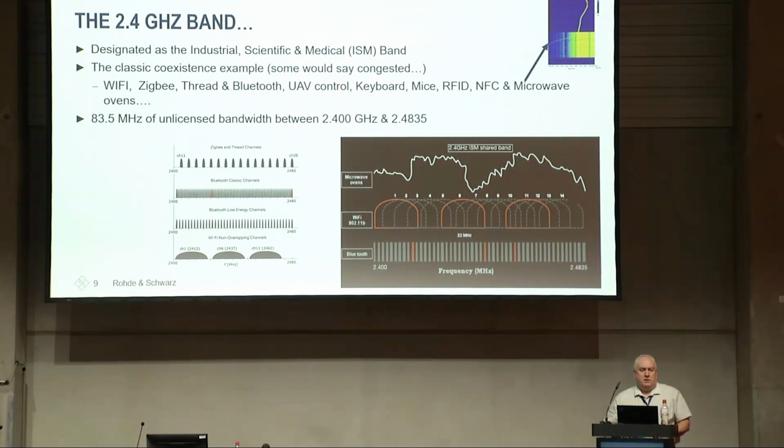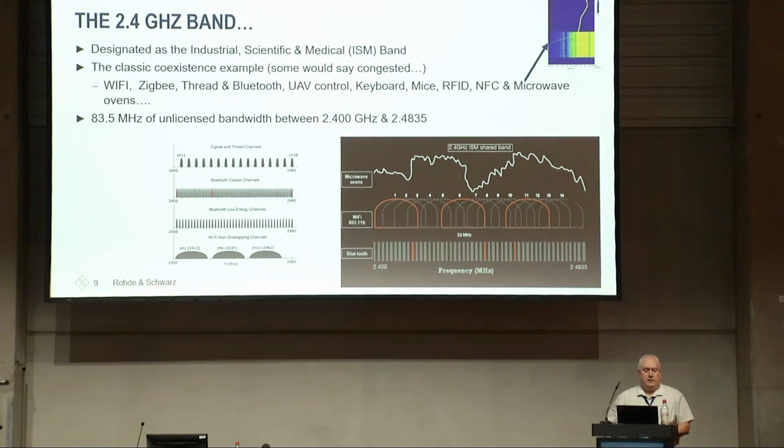The first uses for that industrial, scientific, and medical were plastic melting in the 1940s. That's where the microwaves first started being used in commercial applications. You can see in that picture on the top right of your screen, that sort of thing wandering around is actually a microwave klystron. It's basically wandering around right in the middle of 2.4 gigs. Now, most of the time, the microwaves are pretty well shielded, but occasionally they're not. So it gives us 83.5 megahertz of unlicensed bandwidth between 2.4 gigahertz and 2.4835.